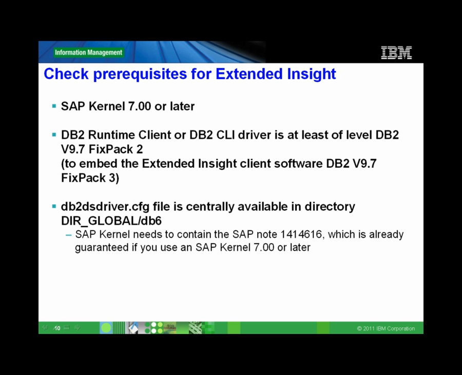Moreover, the SAP system has to know that it should look for the configuration file called db2dsdriver.cfg in the global directory, to be specific in dir_global/db6. This is guaranteed if your SAP system is running with an SAP kernel 7.0 or later.